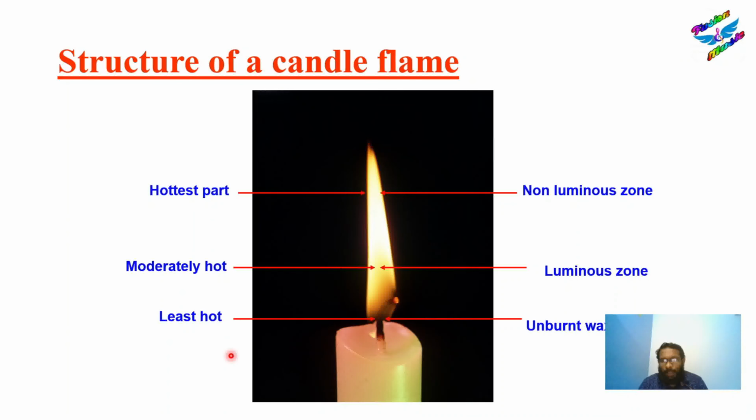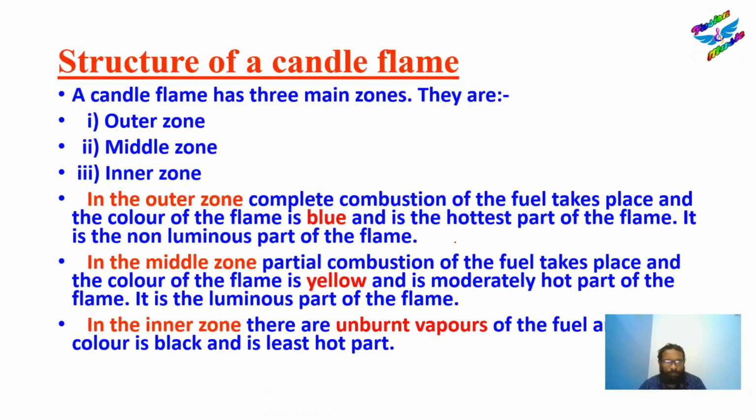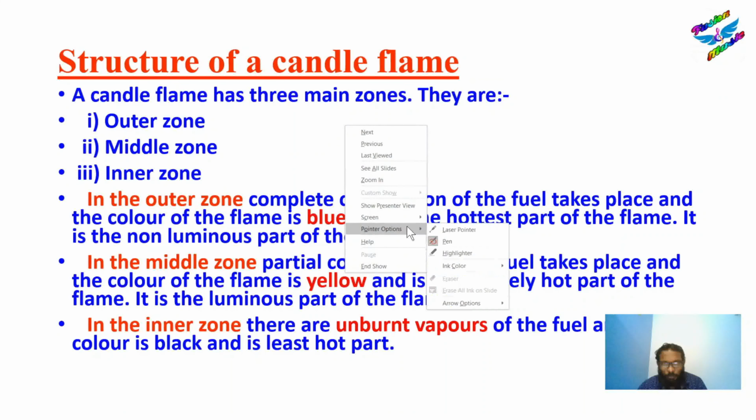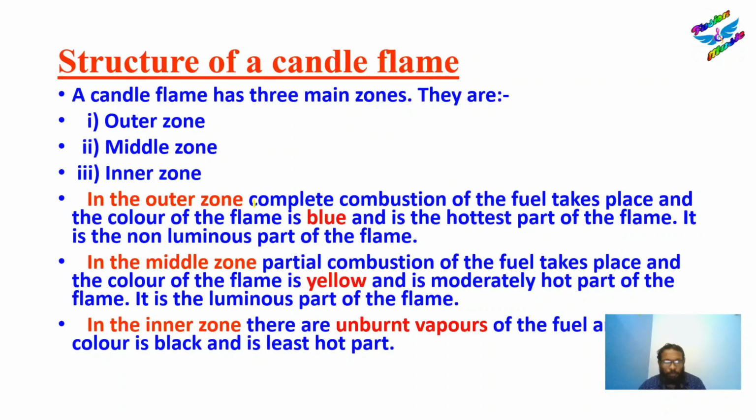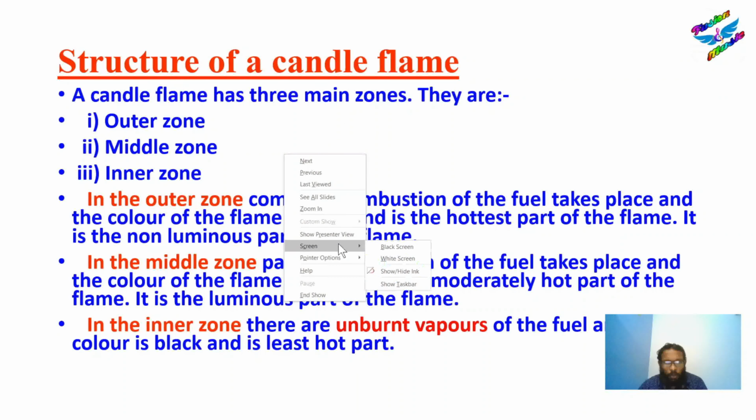There is a structure of flame. In the structure of a flame, we have three regions: the outermost region, the middle region, and the innermost region. These are the three regions we have, and we will discuss each of them. First, the outermost zone.